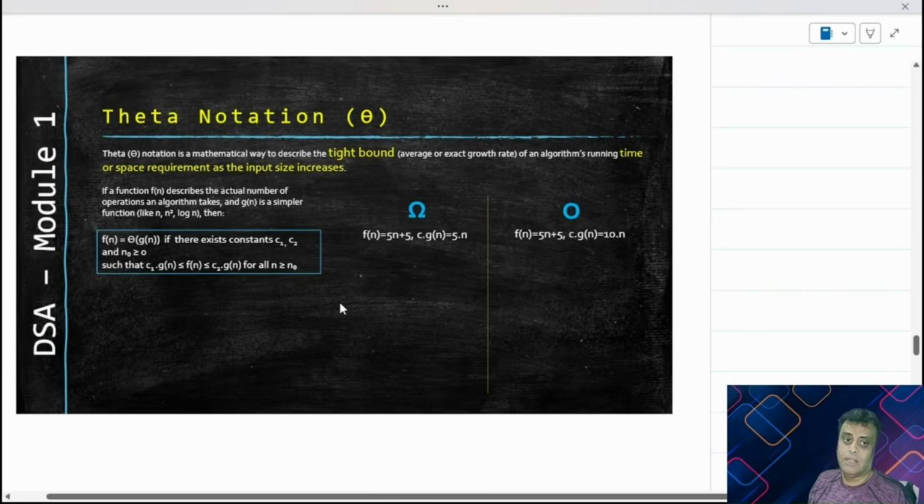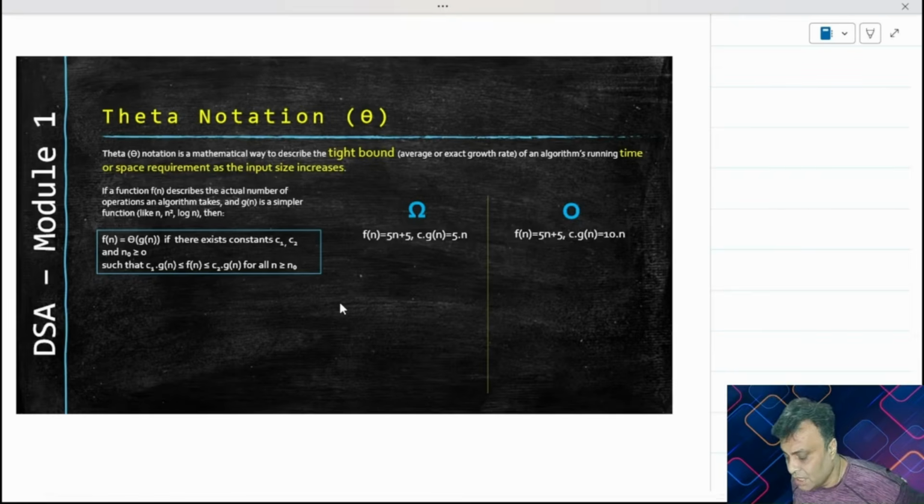Now that you know that for a complex polynomial, which you cannot represent in terms of the conventional complexity classes of time complexity, you would rely on the upper bound and lower bound provided to you by big omega and big O. We are now talking about theta.